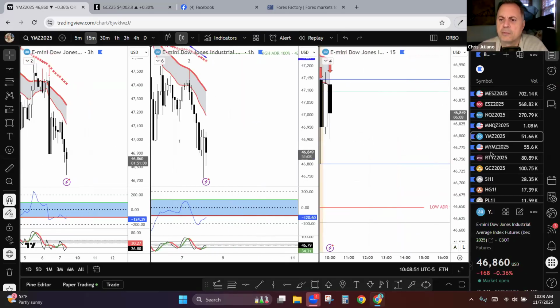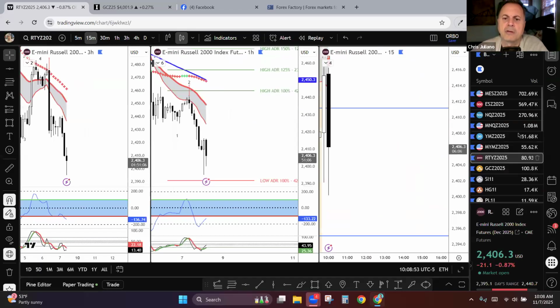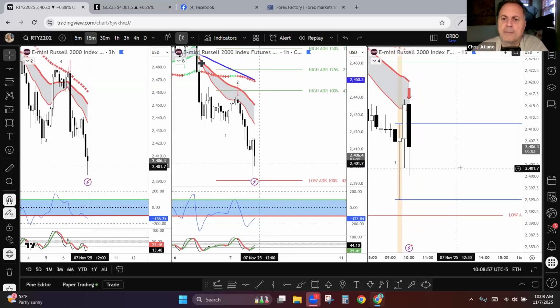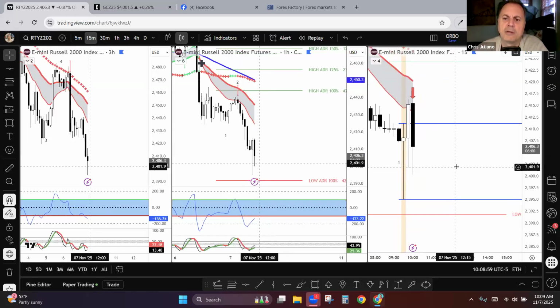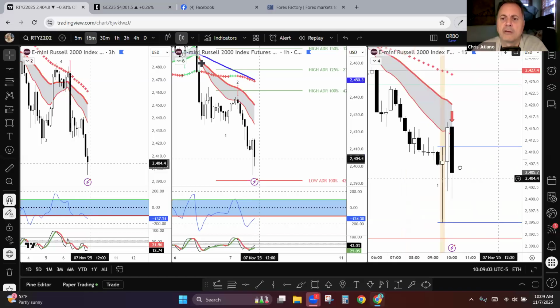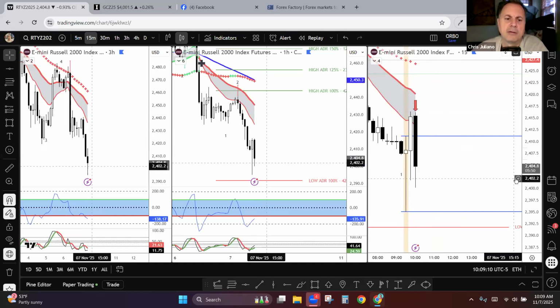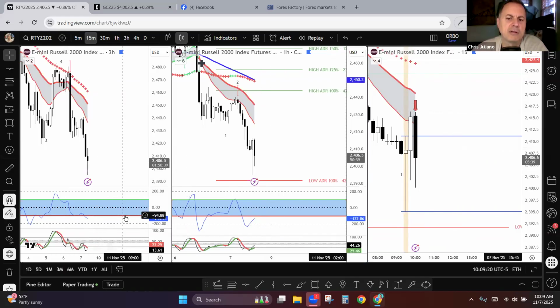How about the Russell? What is the Russell doing? Russell got itself into a bull trap situation. Very bullish candle formed the opening range, pulled right back into that 15-minute trend cloud. Little stronger than the Dow to the downside on CCI, 136, negative 136, negative 137.